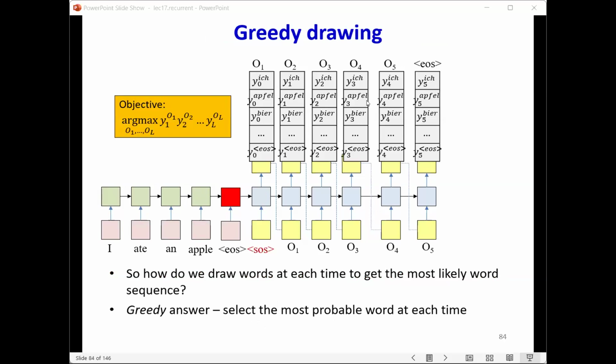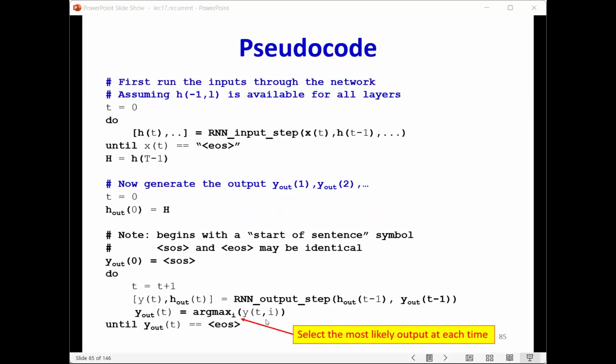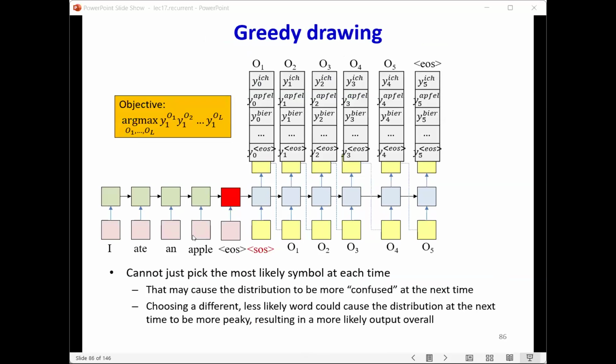The greedy answer is to select the most probable word at each time. And it's very easy. So basically, I could just say, pick the most likely output at each time. And so YT is a probability distribution. I can just do an argmax and I get the next word. Why would this not work? Let's see why, right? I cannot just pick the most likely symbol at each time because that can cause the distribution to be more confused in the future. And choosing a different, less likely word could cause the distribution at the next time to be more peaky, resulting in a more likely output overall.